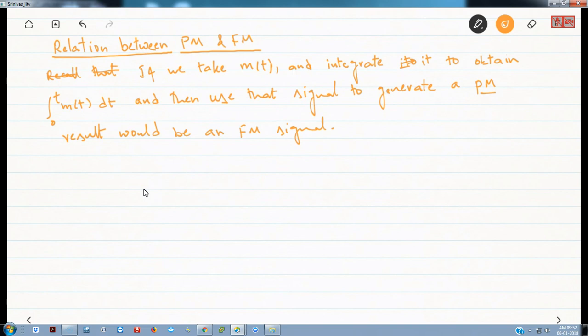Okay. So what does this sentence say? We have the baseband signal m of t, right? Okay. So let's draw the diagram for this. We have baseband signal m of t, fine, and we have integrated this signal. So let's give it to the integrator.